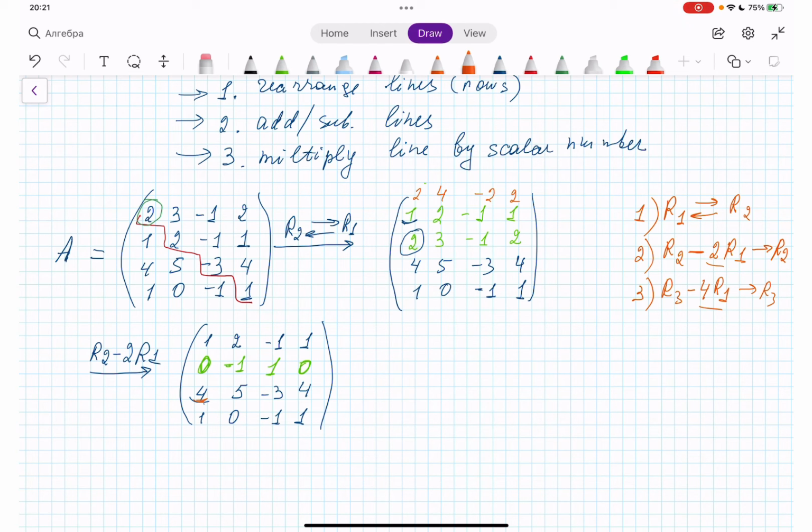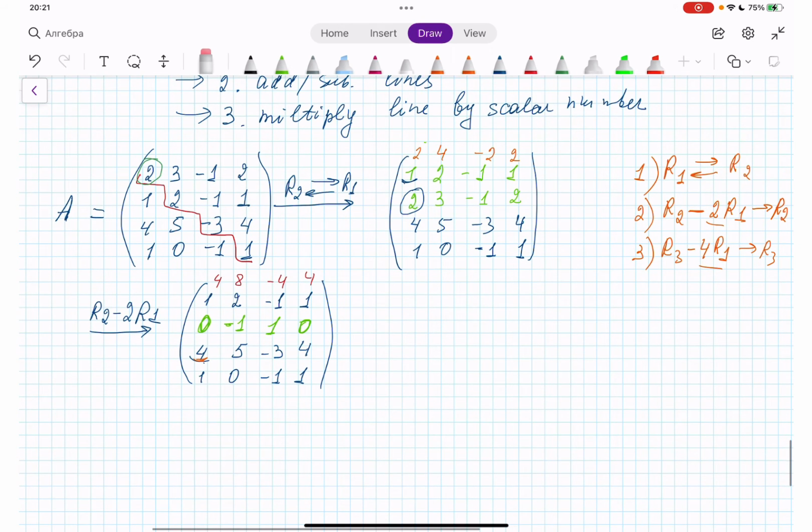Okay, so what we are going to do here, we are going to multiply by 4. So it's going to be 4, 8 by 4. Negative 1 times 4, negative 4. 1 times 4 is 4. So we have 4, 8, negative 4, and 4. Now I'm going to subtract R3 minus this 4 times R1.